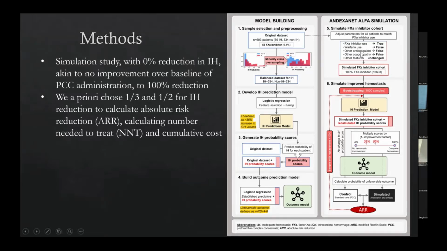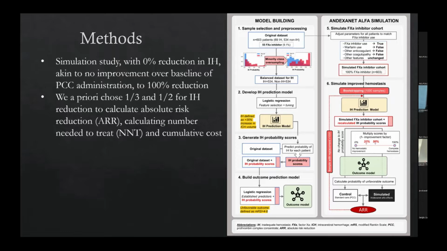From there, we created a simulated factor Xa inhibitor cohort, taking our original cohort and simulating if they were all on factor Xa inhibitors. And we then recalculated their bleed expansion probabilities. Now we could modulate, dial down and dial up the probability of that bleed expansion and feed it back into the outcome model, such that now we have two groups, one with no change in their bleed expansion probability, which is the current standard of care with Kcentra, versus probability decreased by 1/3 or 1/2, and compare those groups to get absolute risk reduction, number needed to treat, and cumulative cost.